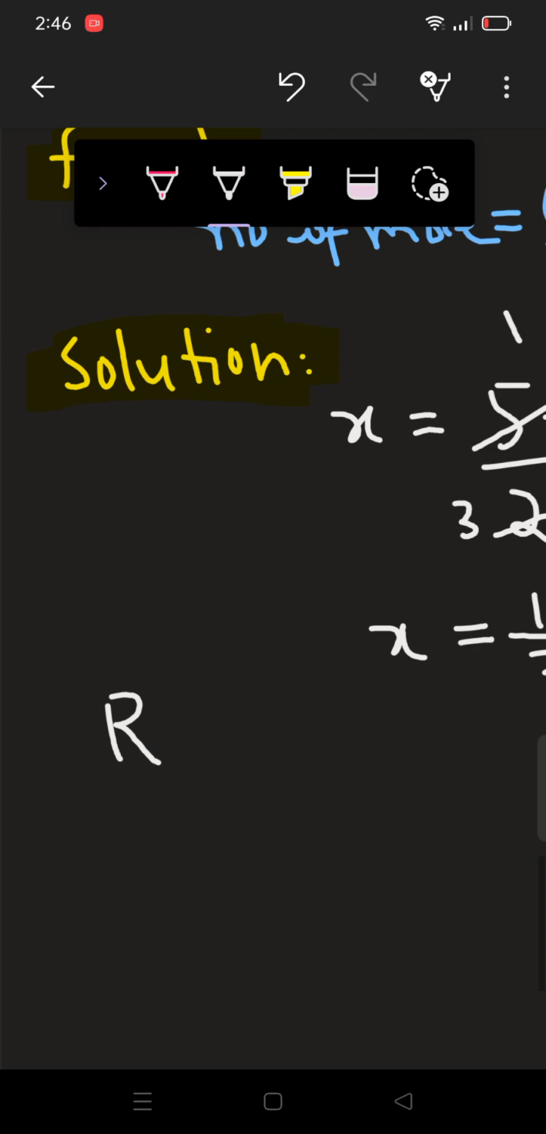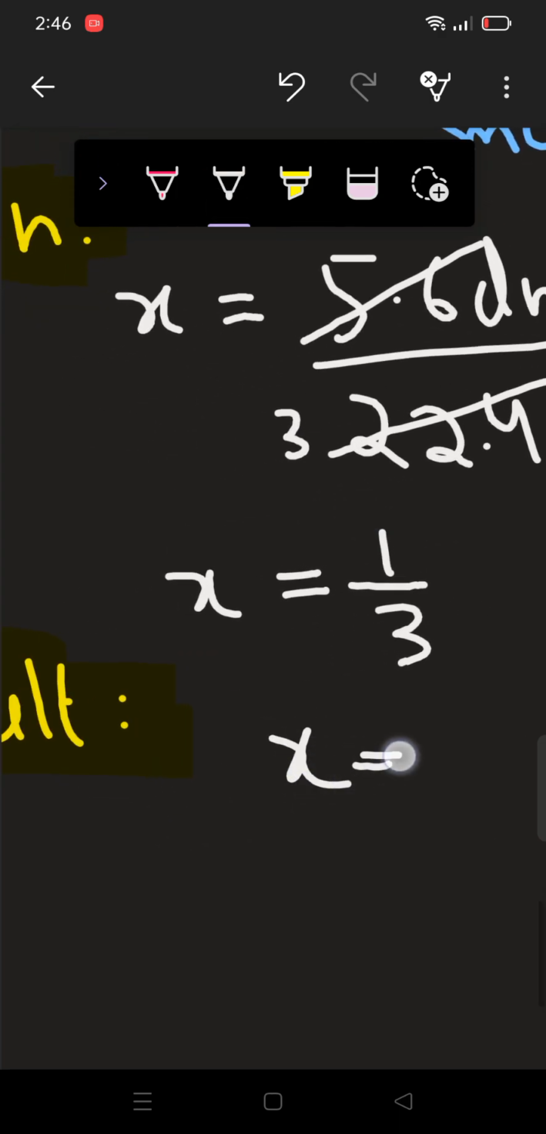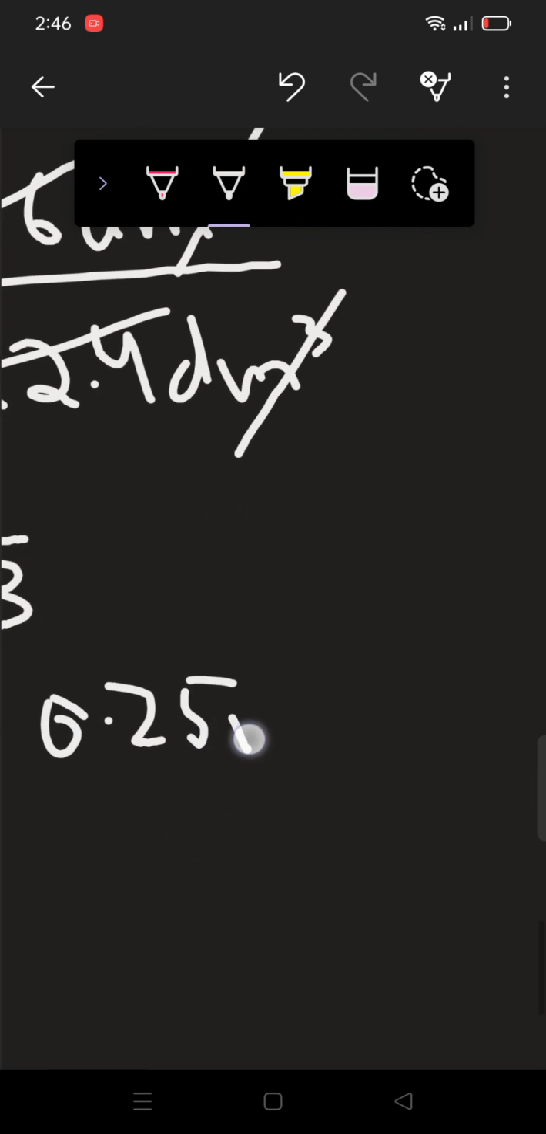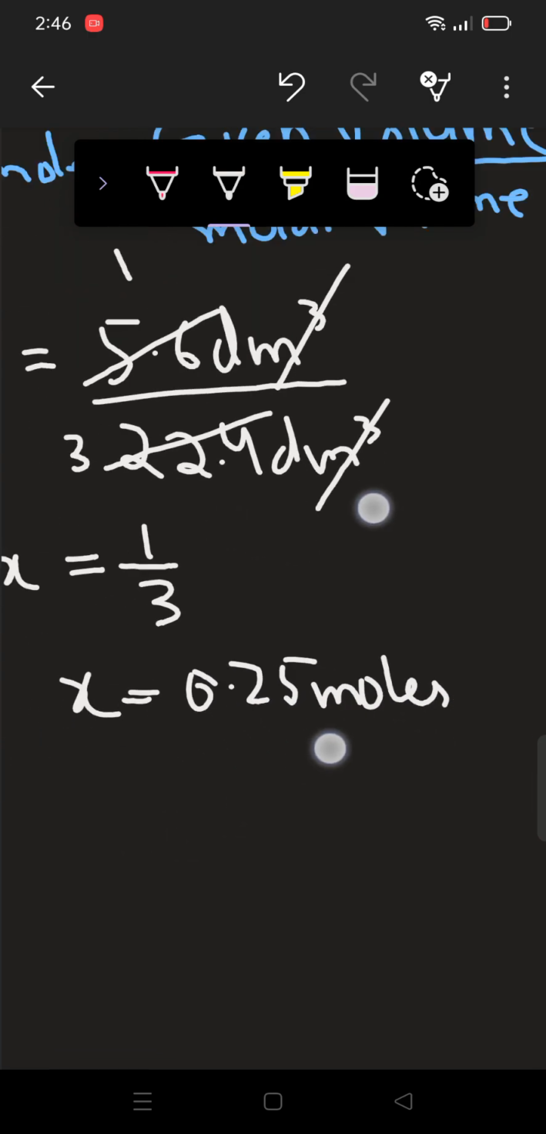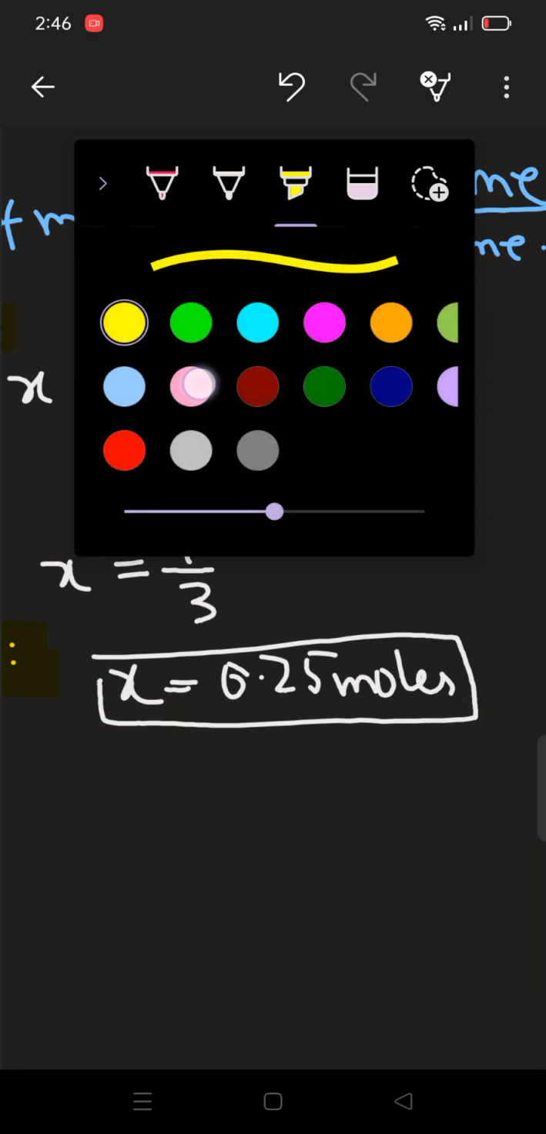So the fifth step is to write the result, right? Fifth step is to write the result. So our result is what? x is equal to 0.25 moles, right? So this is the final answer I have.